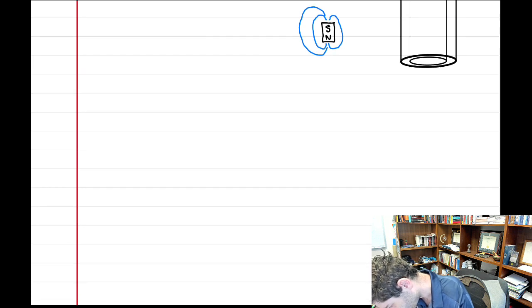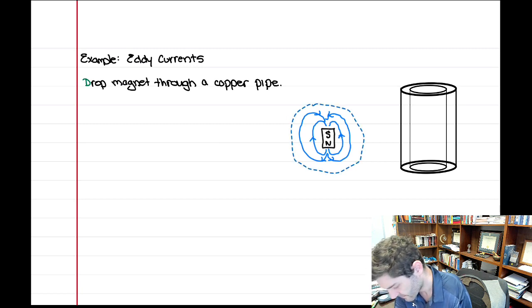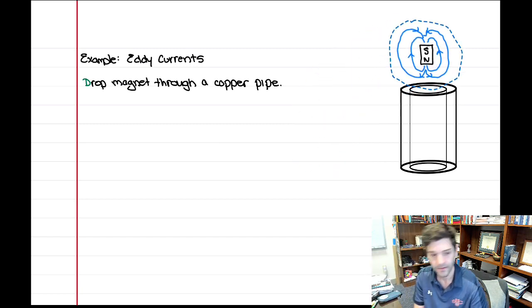Looks pretty good. It's going down, goes back up on these sides, and eventually goes back into the South Pole. So then what is happening when we drop it through the pipe?